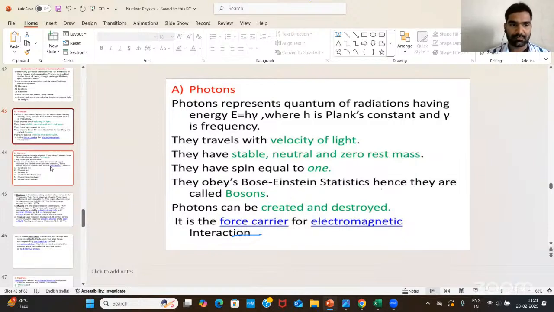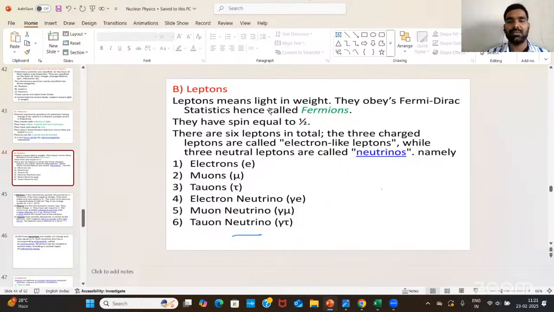Okay, let's go for the leptons. Leptons means light in weight. They obey Fermi-Dirac statistics, hence they are called fermions. Photons obey Bose-Einstein statistics, but the leptons obey Fermi-Dirac statistics. That's why they are called fermions. So leptons are fermions. They have spin equal to half, whereas photons have spin 1.